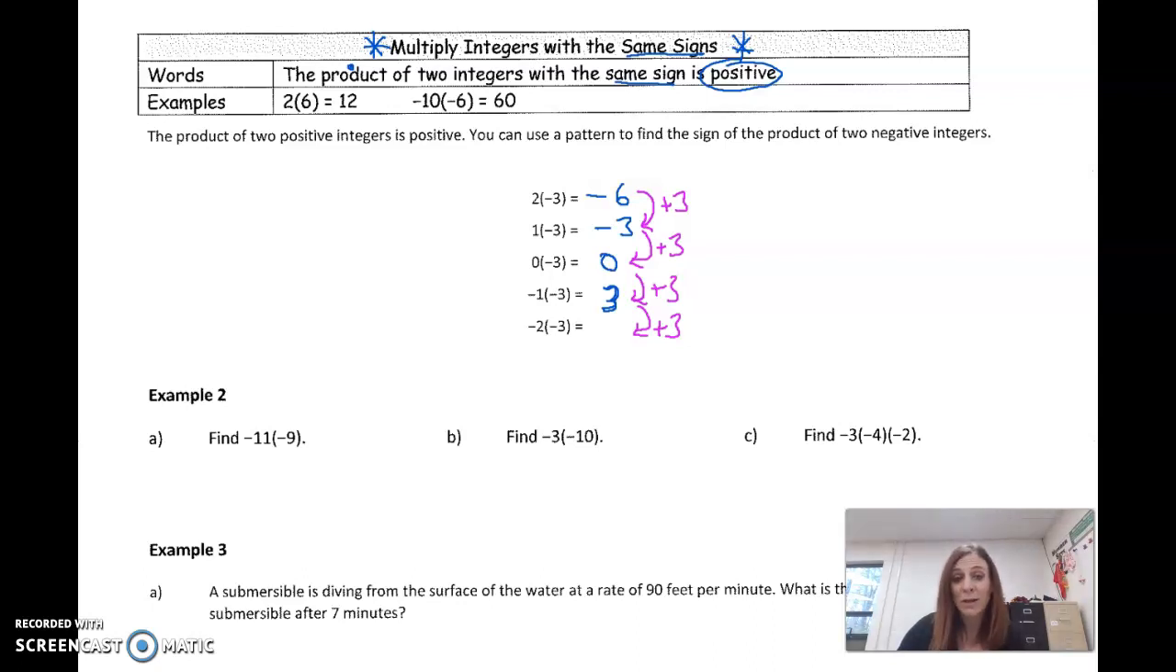Negative 2 times negative 3. Well, I know 2 times 3 is 6. If I add 3 to 3, I get 6, a positive 6. And this is where this comes from. If you have two negatives, your solution is going to be positive. Again, that's different than addition. That's the tricky part. Okay, so let's look at some examples.